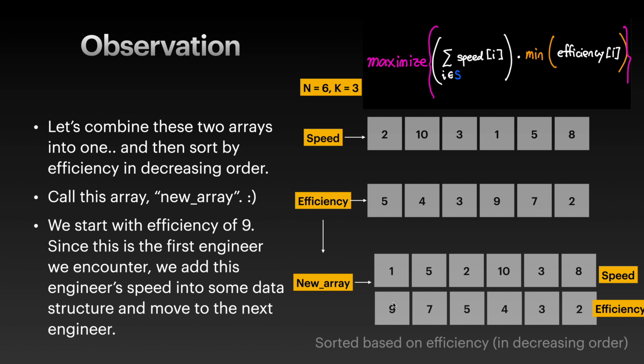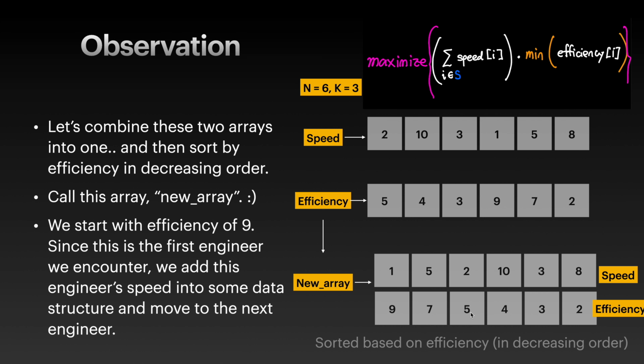So that means the first one will be this one. What is it? 9 and 1. So the engineer with speed 1 and efficiency 9 will become the first element in our new array. And then the next one will be 5 and 7. The third engineer will be 2 and 5.